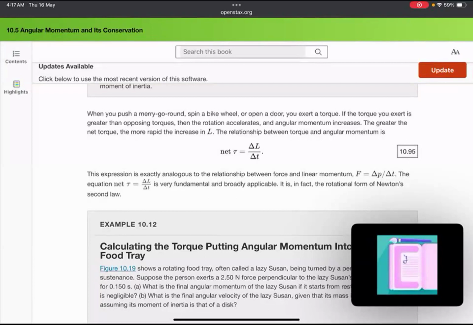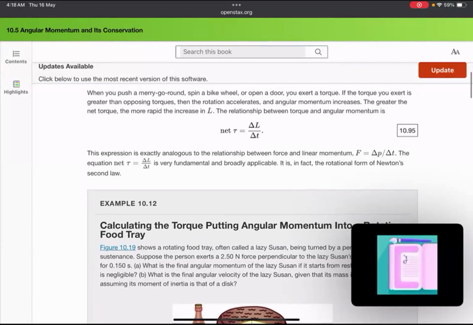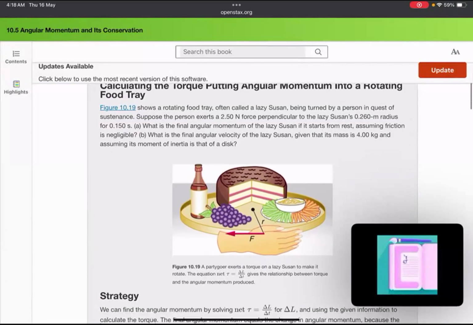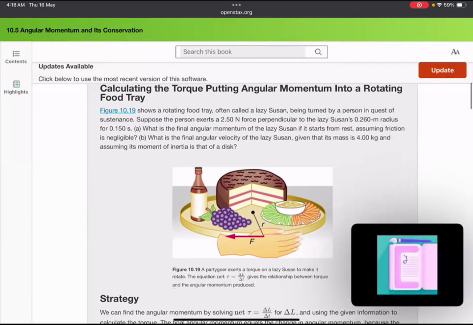Similarly, you will see that change in linear momentum is net force multiplied by the time over which it has been acted. Is that right? So all these things are related. The force has been replaced by the torque, linear momentum by angular momentum, and time by this. Okay, this one. This is also a similar kind of easy question. Just check this.